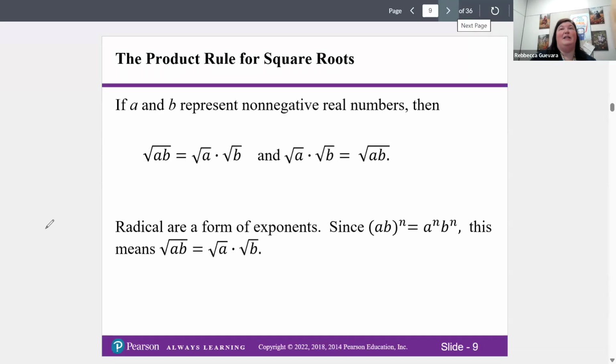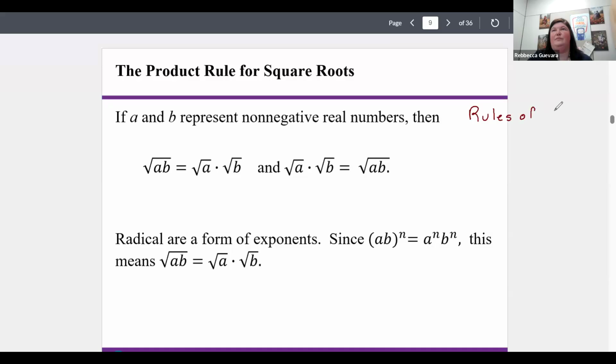If a and b represent non-negative real numbers, then the square root of a times b is equal to the square root of a times the square root of b. And the square root of a times the square root of b can be combined into the square root of ab. So where this comes from is one of our rules of exponents, and I have it down here as well. It basically said that if I had two numbers multiplied together and I raised that to a power, well, then we can distribute that power across, right? It also means vice versa. I can go backwards. So I could go this direction with it, or I can go this direction.